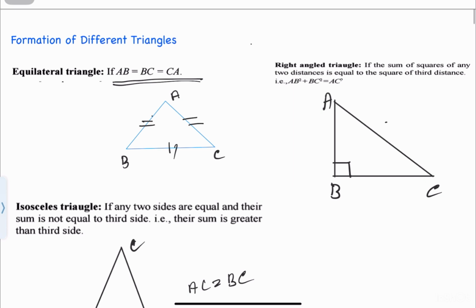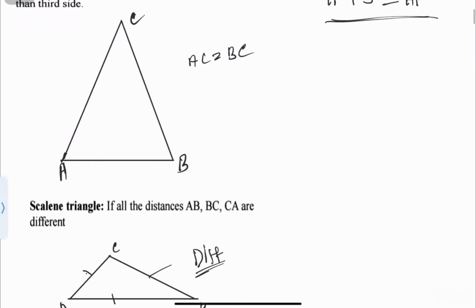Next, right angle triangle. They have one angle which is 90 degrees, and they also satisfy the Pythagoras theorem. AB square, that means height square plus base square equals hypotenuse square. This is also called the Pythagoras theorem. Okay, now that's enough.